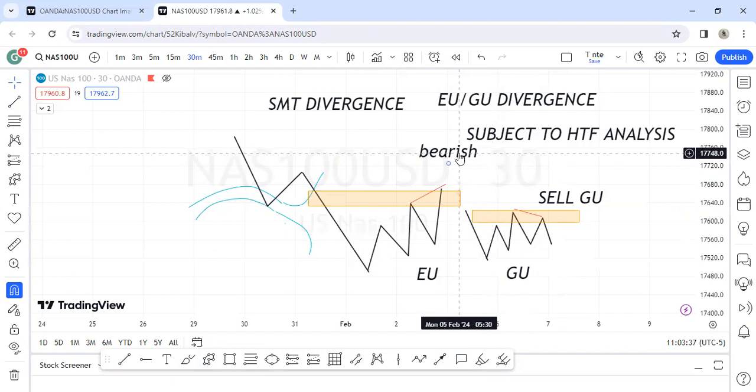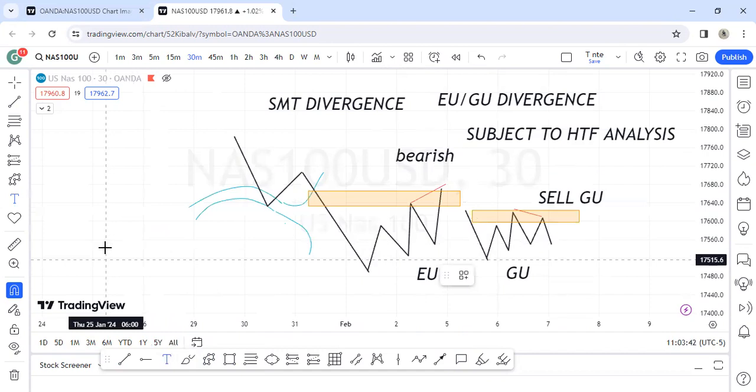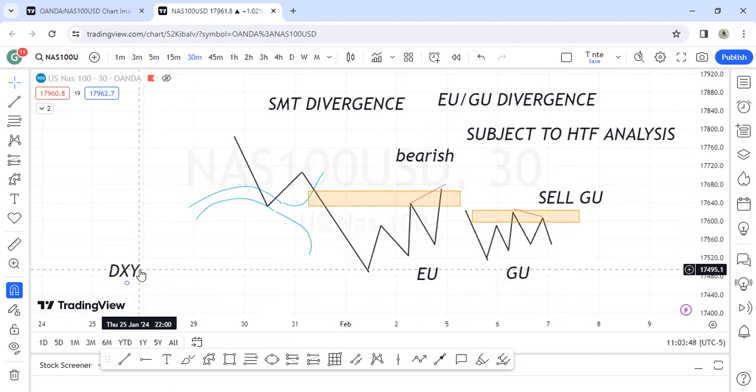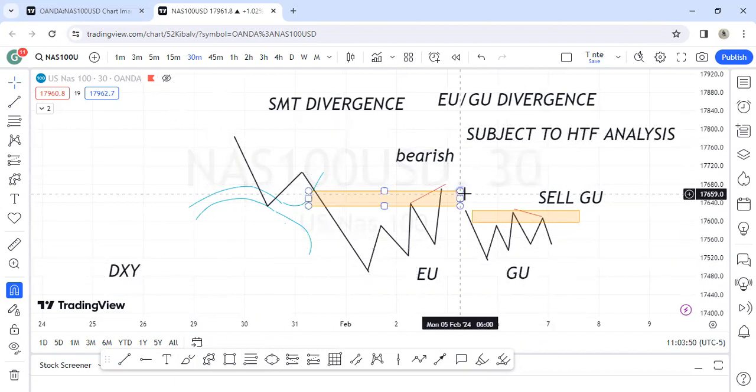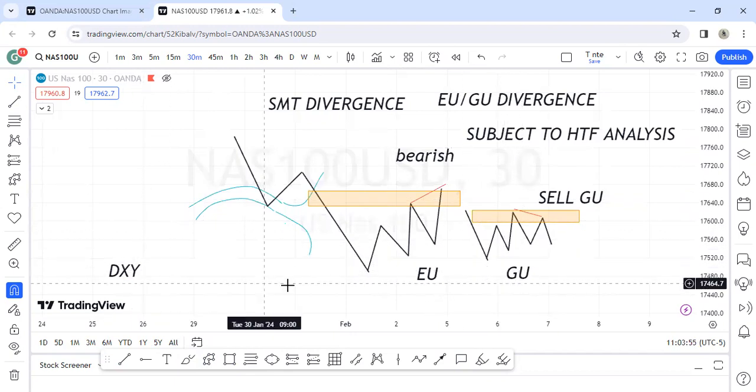Now, another way to make your analysis very, very unique is that you can also look at DXY. You can also compare DXY, if you want to do that. It's not always compulsory, but you can always do that to make sure you're very, very correct. So in DXY, remember that EU and GU move in the same direction. Meanwhile, DXY moves in the opposite direction.